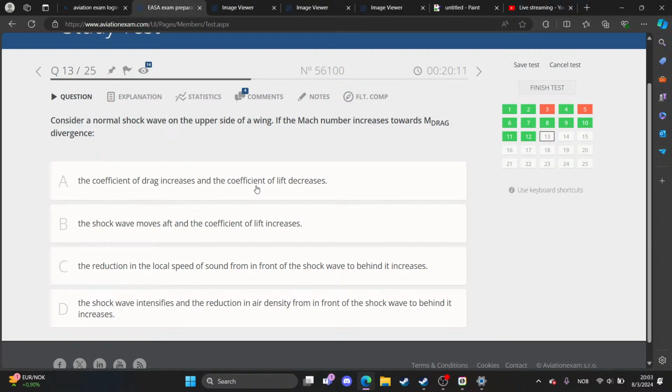Hold on, let me think. Shockwave moves aft and the coefficient. I know coefficient of drag will increase. Shockwave intensifies and the reduction in air density. Air density will increase, so D is wrong. Reduction of local speed of sound from the front of the shockwave to behind it increases.